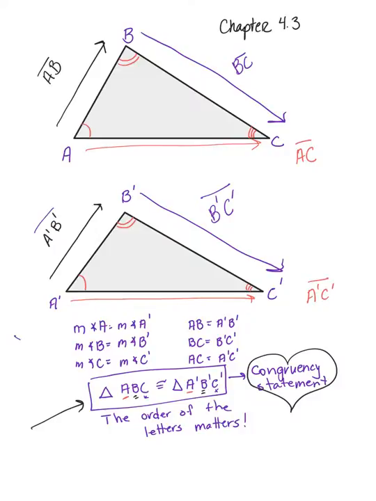What if I went the other direction? What if I went from C to A? Well, if I'm going to call the bottom CA, then I've got to refer to the base in the second triangle as C prime, A prime.